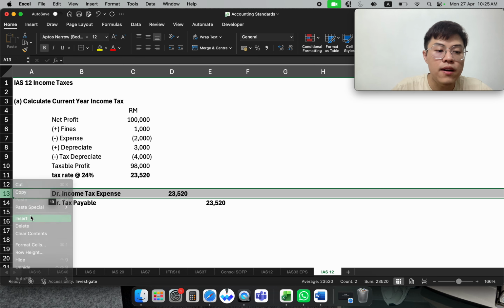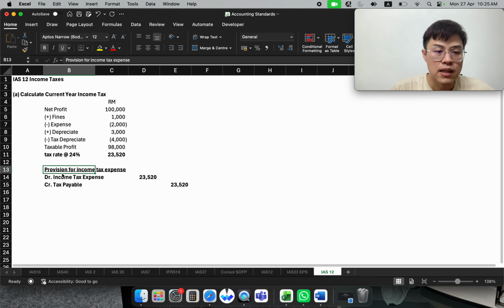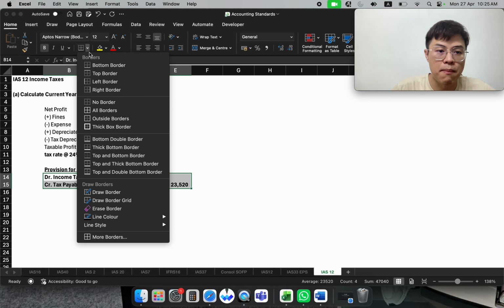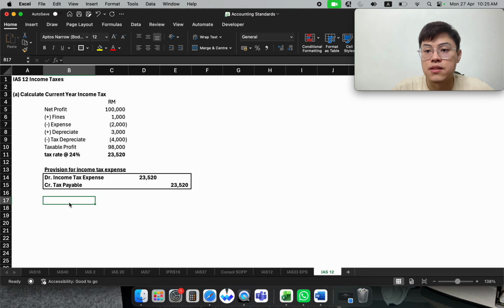As you have heard, the word I used just now is provision for income tax expense, or we accrue the income tax expense. So this is just an estimation. This is just a tax estimation amount. The actual amount might be different.